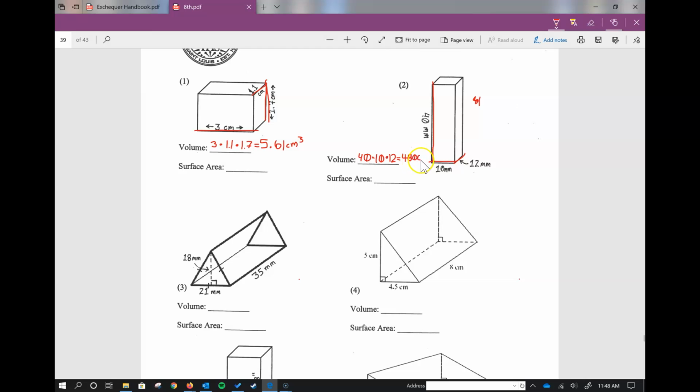I'm going to run out of room, but that's okay. Notice all of our measurements here are in millimeters, so we're going to go millimeters.